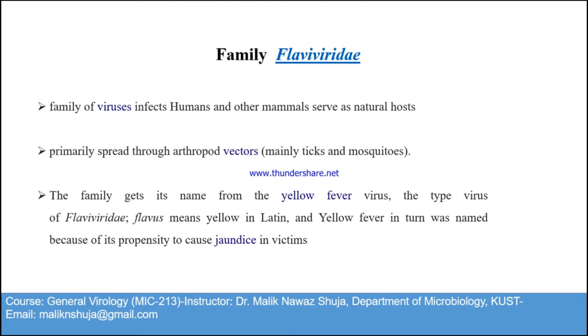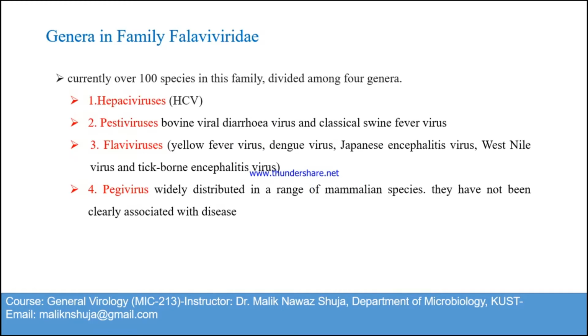This family gets its name from the yellow fever virus, the type virus of Flaviviridae. Flavus means yellow in Latin, and yellow fever in turn was named because of its propensity to cause jaundice in victims. There are more than 100 species included in this family, which have been divided among 4 genera.